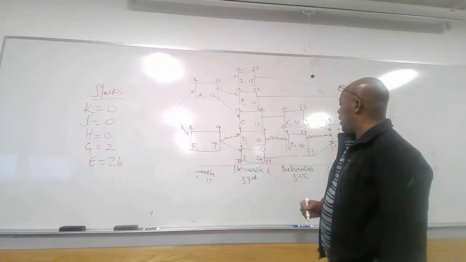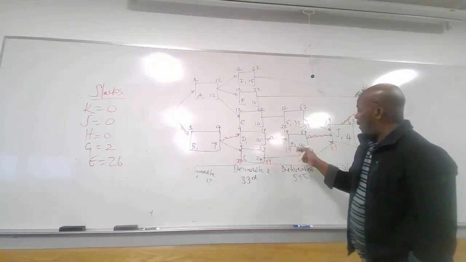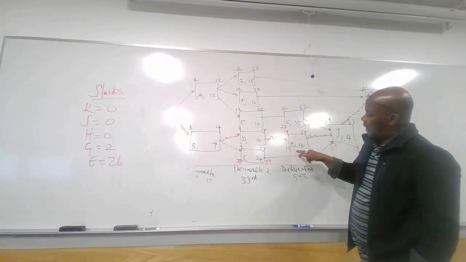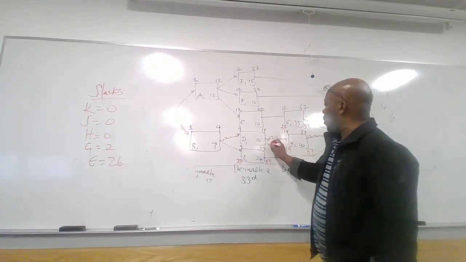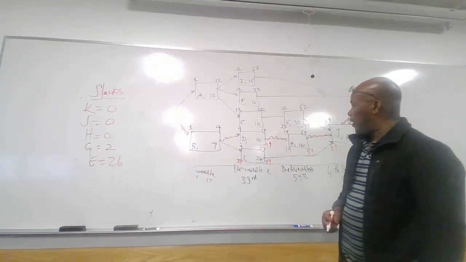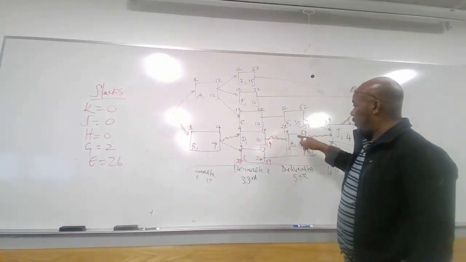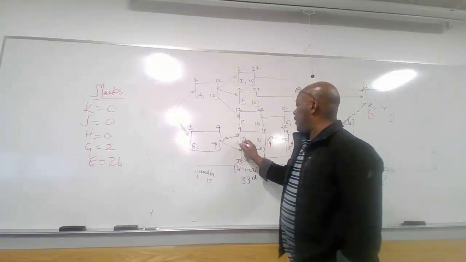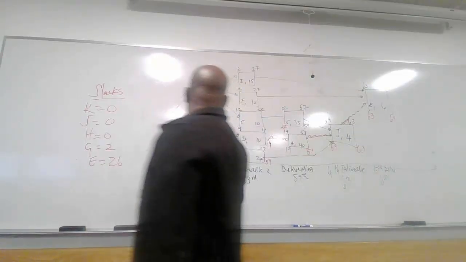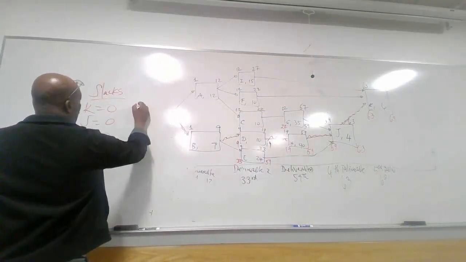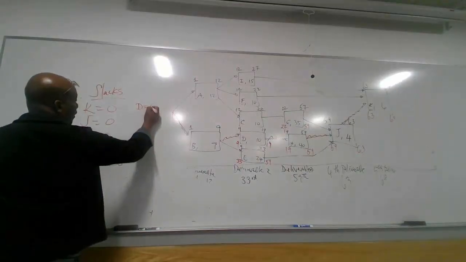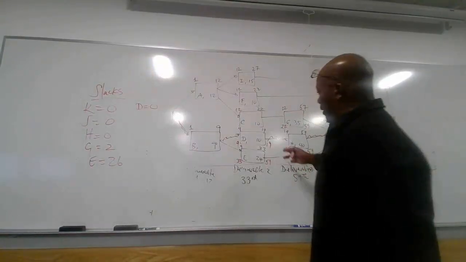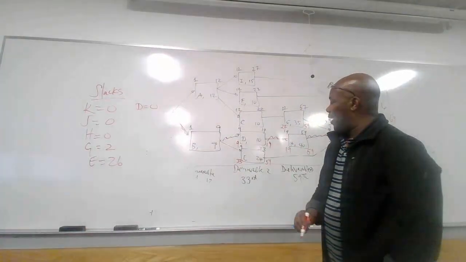So let's look at this one here. This has to finish for this one to start on the 19th. And there's no way we can delay this. It has to finish on the 19th for this to start. And then it has to start on the 9th. So that is D. D has 0 slacks.